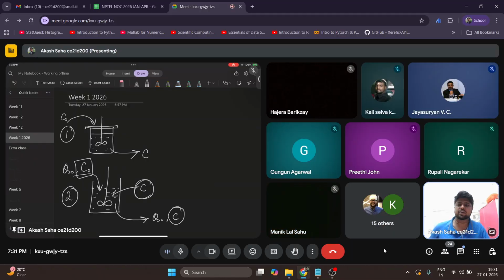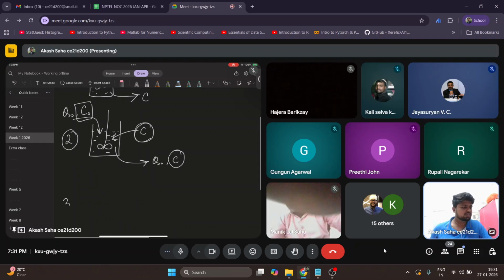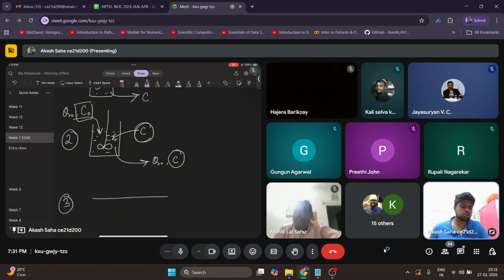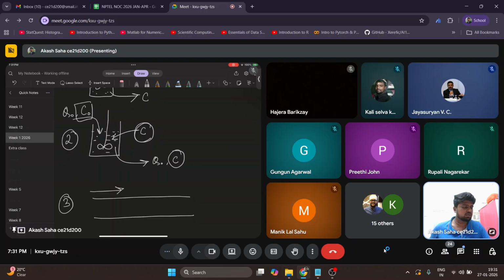This is the first type of reactor, then this is the second type of reactor. The third type of reactor is generally a longer kind of section, and the constituents will be moving from one point to the other. Like suppose this is one part, then it will move to the next part. It is continuously flowing. So there is a continuous input and then a continuous output, but it is moving laterally.